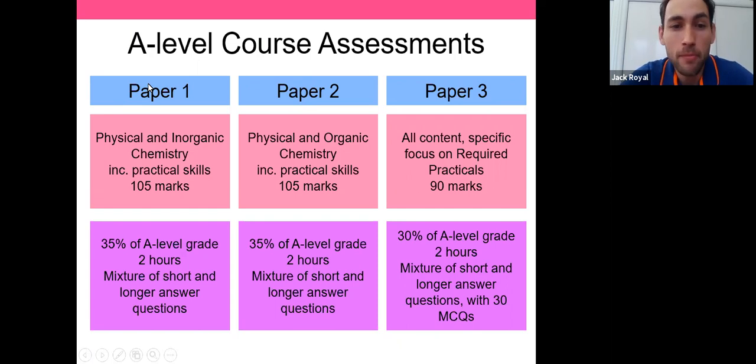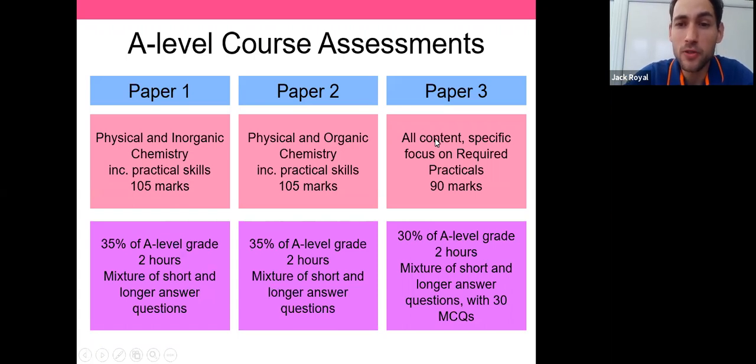So moving on the slide, you can see it's a similar assessment format for A-level chemistry. There are 3 papers. There are some topics that overlap paper 1 and paper 2, but there's essentially physical and inorganic for paper 1, physical and organic chemistry for paper 2. You can see they're both 105 marks and worth 35% of the A-level. And you've got a mixture of shorter and longer answer questions for both of those.